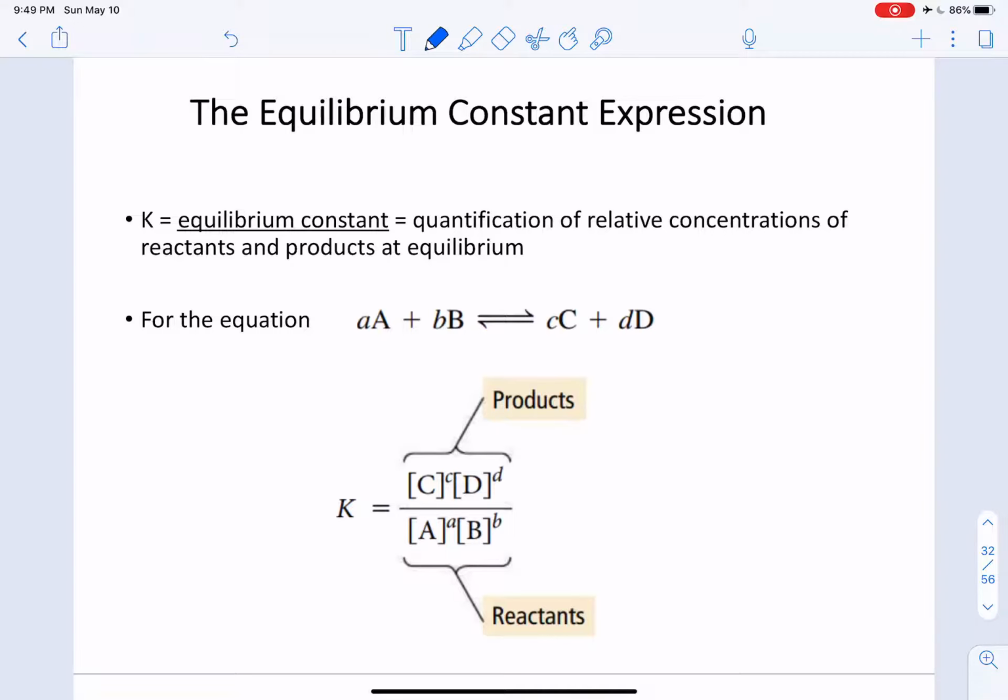Math! And our equilibrium constant, which is K, and it's a big K, and in this case it doesn't mean Kelvin, it means our equilibrium constant, is the quantification, or making it into a number, of relative concentrations of reactants and products at equilibrium. And what we're going to do is put the concentration of our products in the numerator and the concentration of our reactants in the denominator.